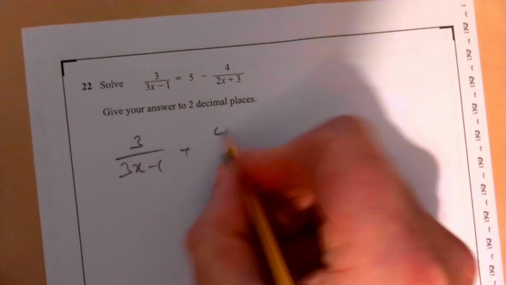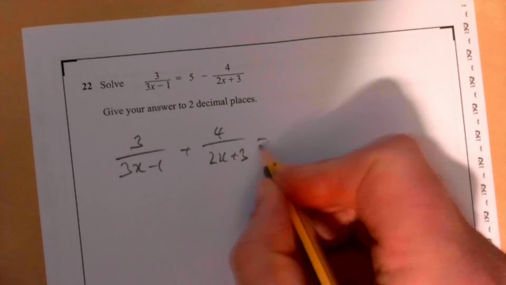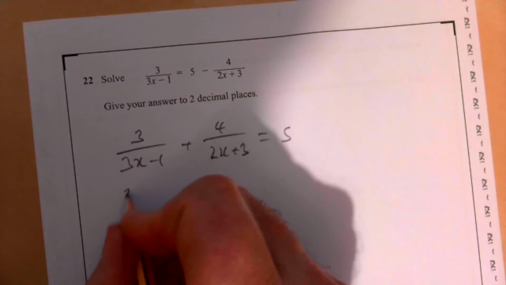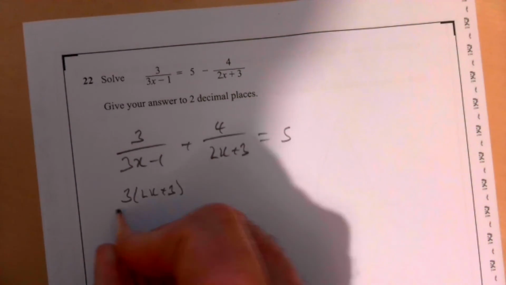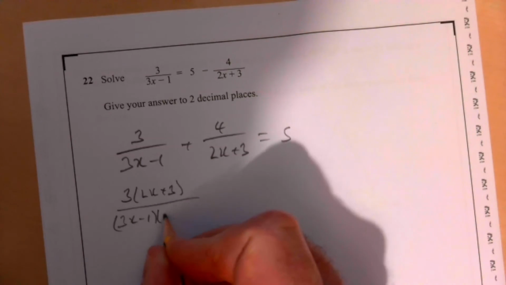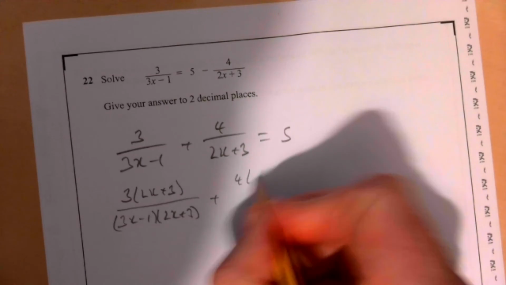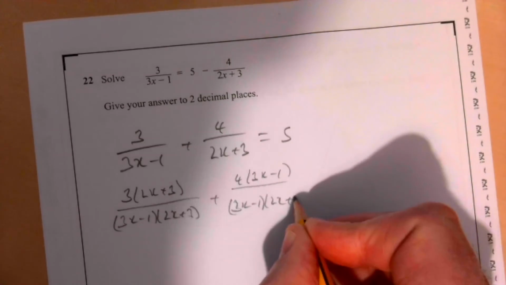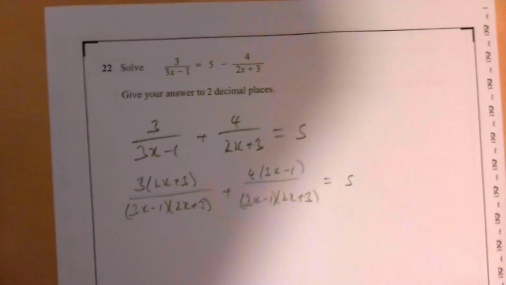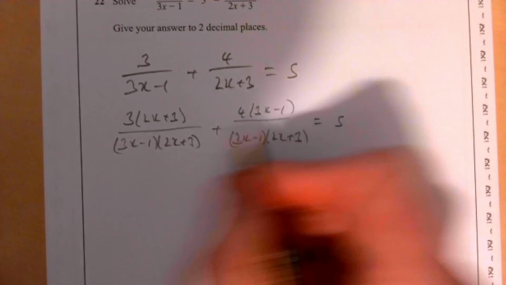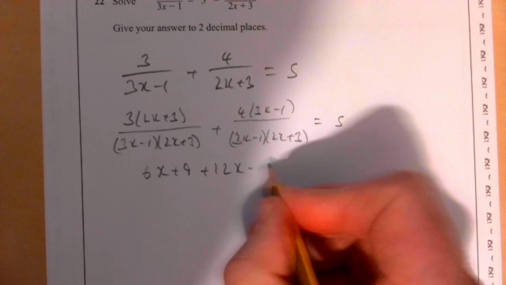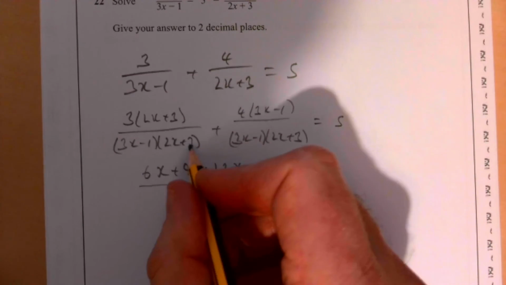I'm going to go 3 over 3x minus 1 plus 4 over 2x plus 3 equals 5, and then I'm going to find the common denominator here. So times in top and bottom by this one. Then equals 5. Again, joining those together, so on the top line I'm going to have 6x plus 9 plus 12x minus 4 all over multiplying this out.